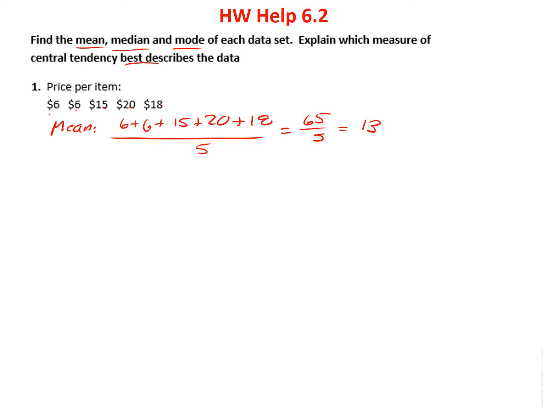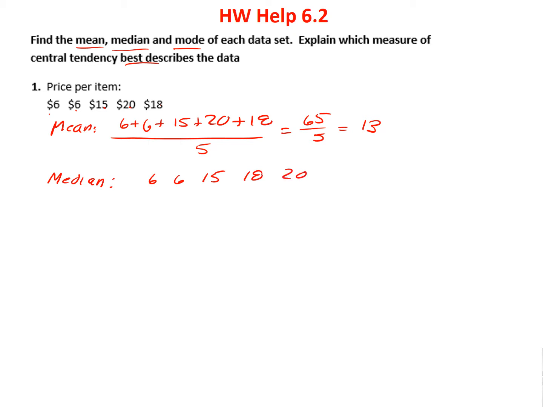Now to find the median, we're going to find the middle of the data. Very important at this point: don't find the middle here. Put them in order first. So the order is 6, 6, and by the way, 15, and notice then 18 before 20.